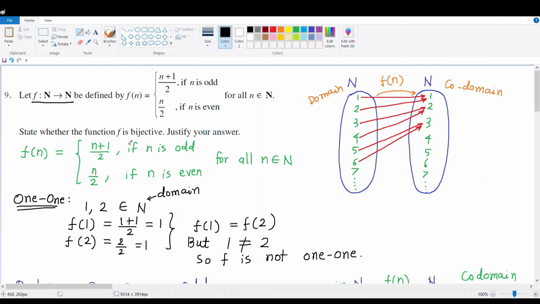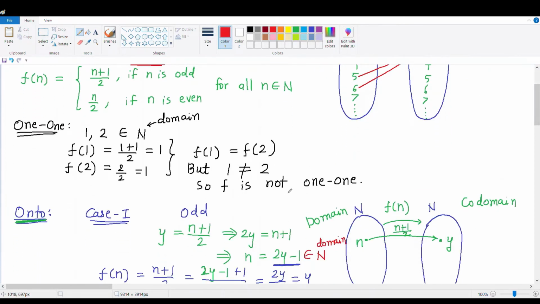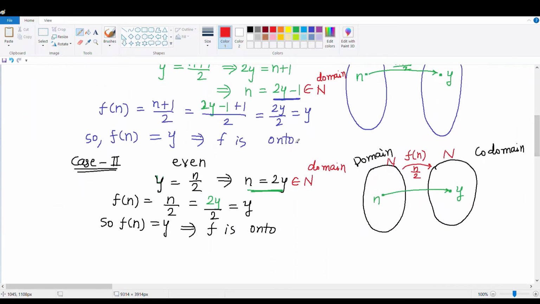We were supposed to state whether the function is bijective or not. Now bijective means what? That if a function is both 1-1 and onto, then that function is bijective. But we just saw that our function is not 1-1. So of course it's not going to be bijective. And onto, yes, that function is onto because you will be able to find a pre-image for every element in the codomain. So you are going to say what? Hence f is not bijective because it wasn't 1-1.